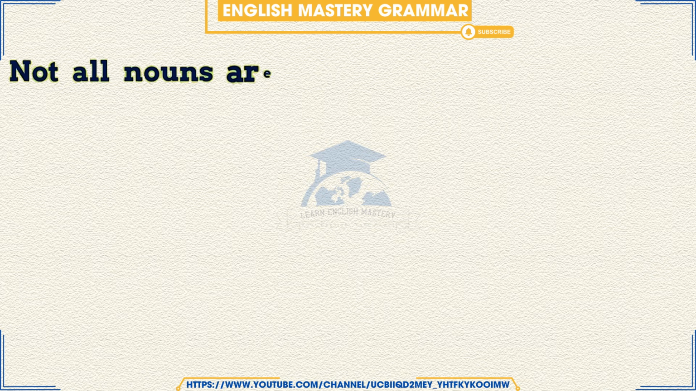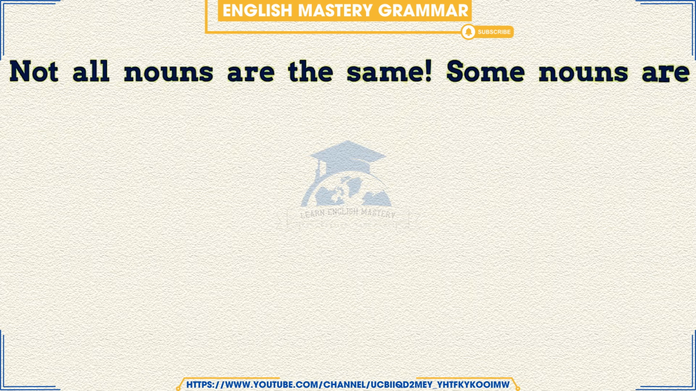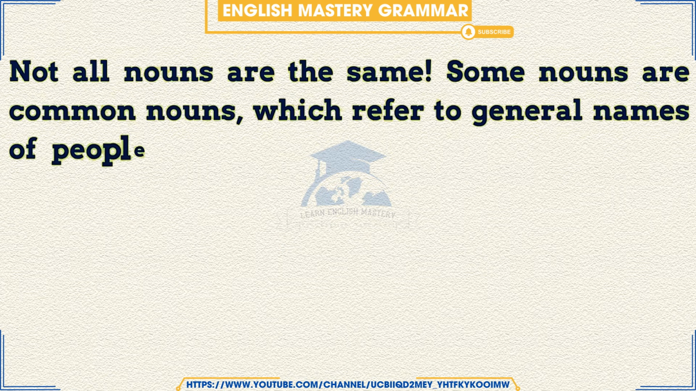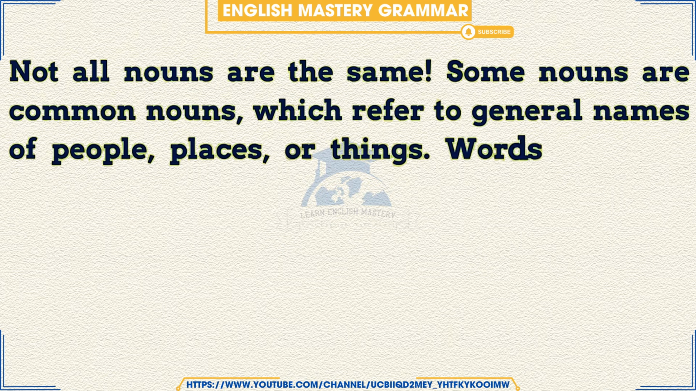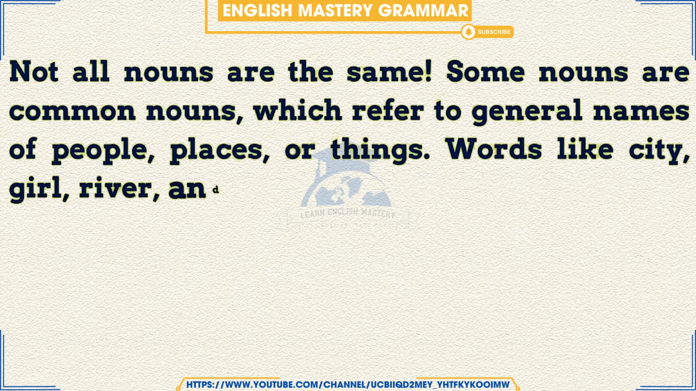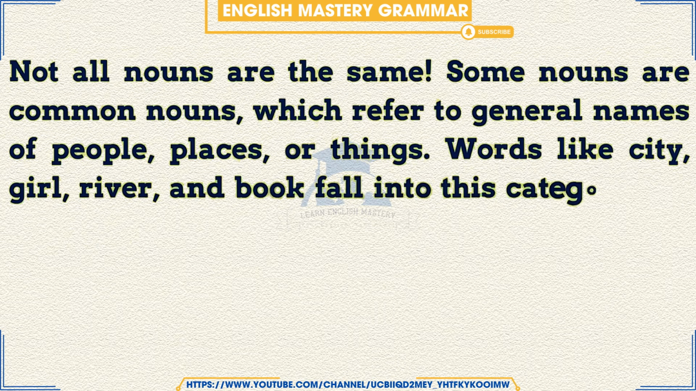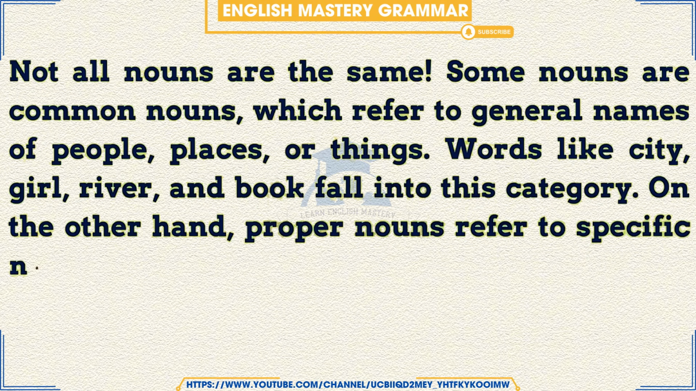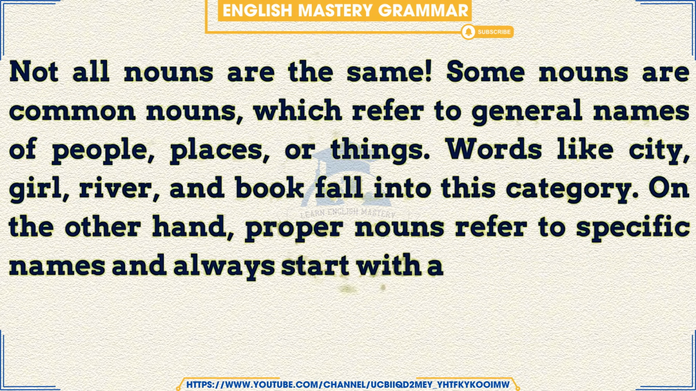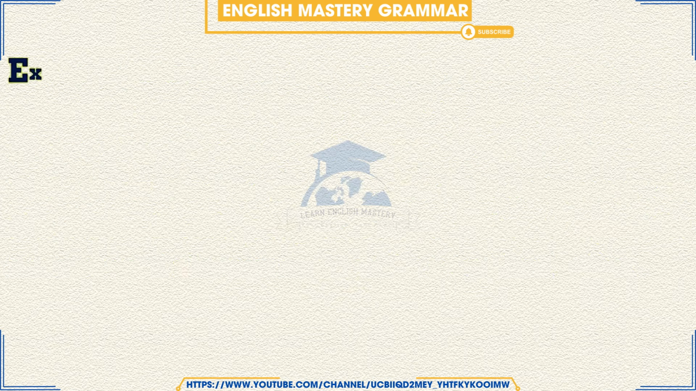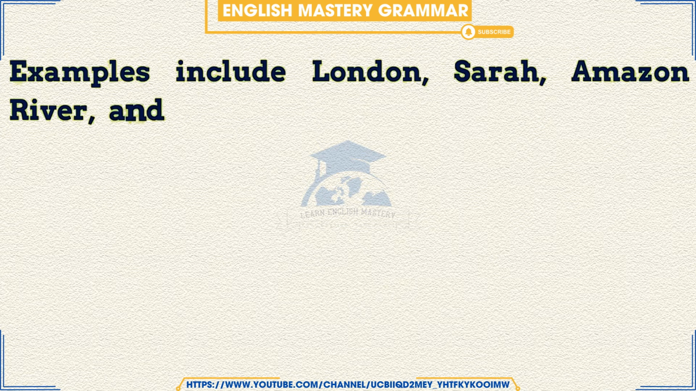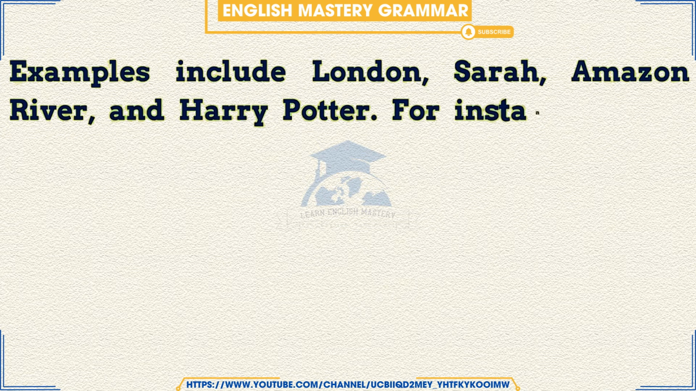Not all nouns are the same. Some nouns are common nouns, which refer to general names of people, places, or things. Words like city, girl, river, and book fall into this category. On the other hand, proper nouns refer to specific names and always start with a capital letter. Examples include London, Sarah, Amazon River, and Harry Potter.